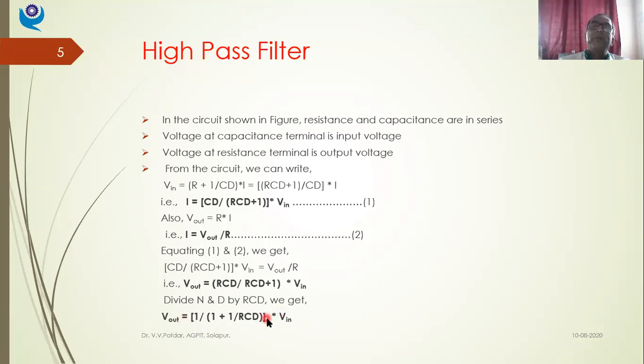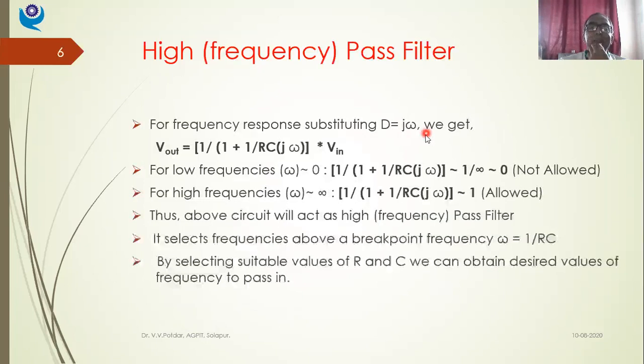What we do in frequency response, we replace D. What is D? D is d by dt. So this is a function of time. When I put D is equal to j omega, it becomes a function of frequency, isn't it? So for frequency response, substituting D is equal to j omega, what I get? V out is equal to 1 upon 1 plus 1 by RC into j omega, the entire bracket multiplied by V in.